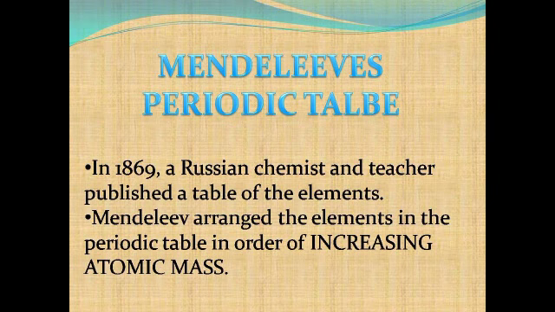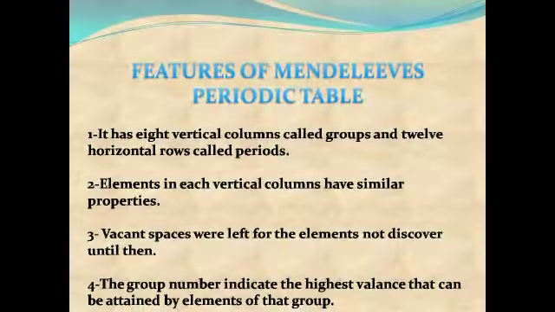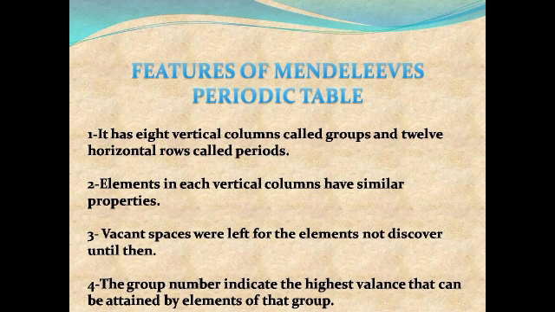Mendeleev's periodic table. In 1869, a Russian chemist, Mendeleev, arranged the elements in order of increasing atomic mass. Its statement is that the physical and chemical properties of the elements are a periodic function of their atomic weights. Features of Mendeleev's periodic table: as you can see, there are 8 vertical columns, which are called groups, and 12 horizontal rows, which are called series. Nowadays these series are called periods.